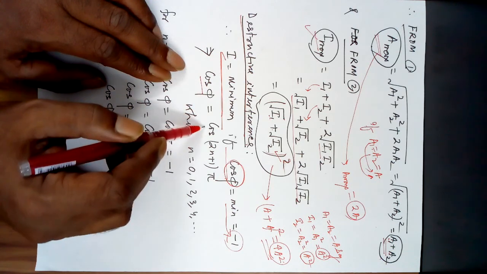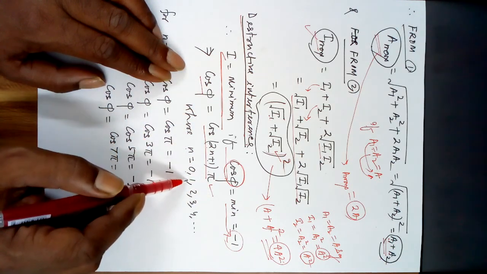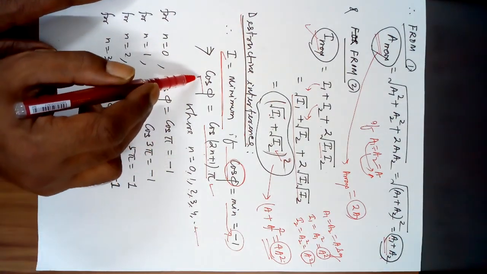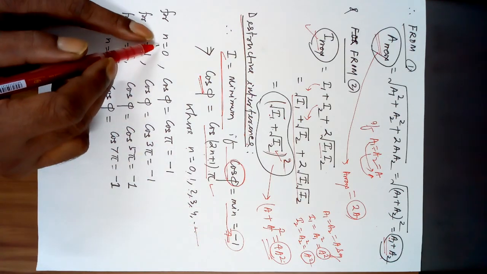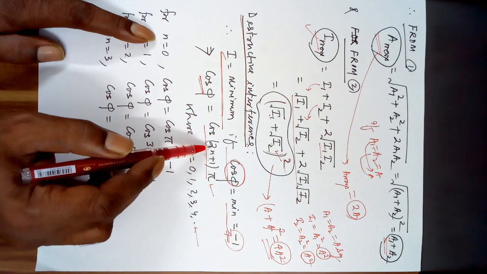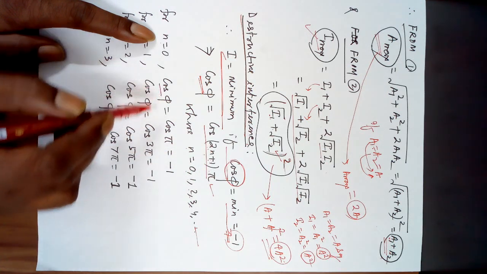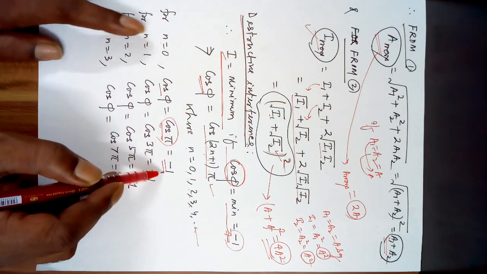So phi I write it like this: (2n plus 1) pi, where n is equal to 0, 1, 2, 3, 4, and so on. Let us see under this condition whether cos phi will be -1 or not. Let us check. For n is equal to 0, 0 into this thing becomes 0, 0 plus 1 is 1, 1 into pi, cos pi. So your cos phi is cos pi, and value of cos pi is equal to -1.